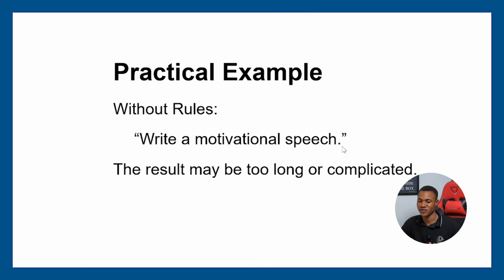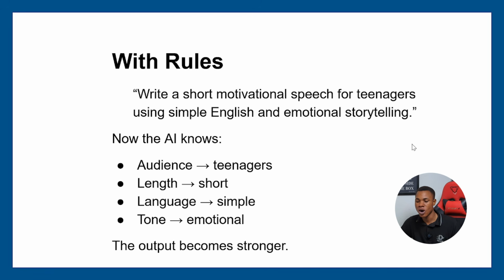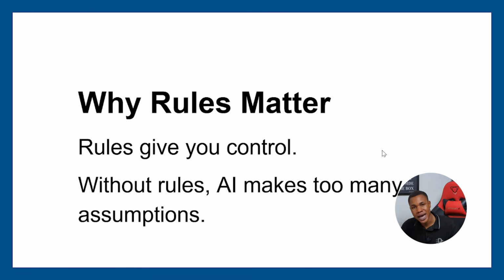So you can say write a motivational speech. The result may be too long or complicated, but if you say write a short motivational speech for teenagers using simple English and emotional storytelling, this emotional, simple English are what we call rule. Now the AI knows the audience and all of that. Why do rules matter? Because rules give you control. Without rules, AI makes assumptions a lot, when you don't give it.